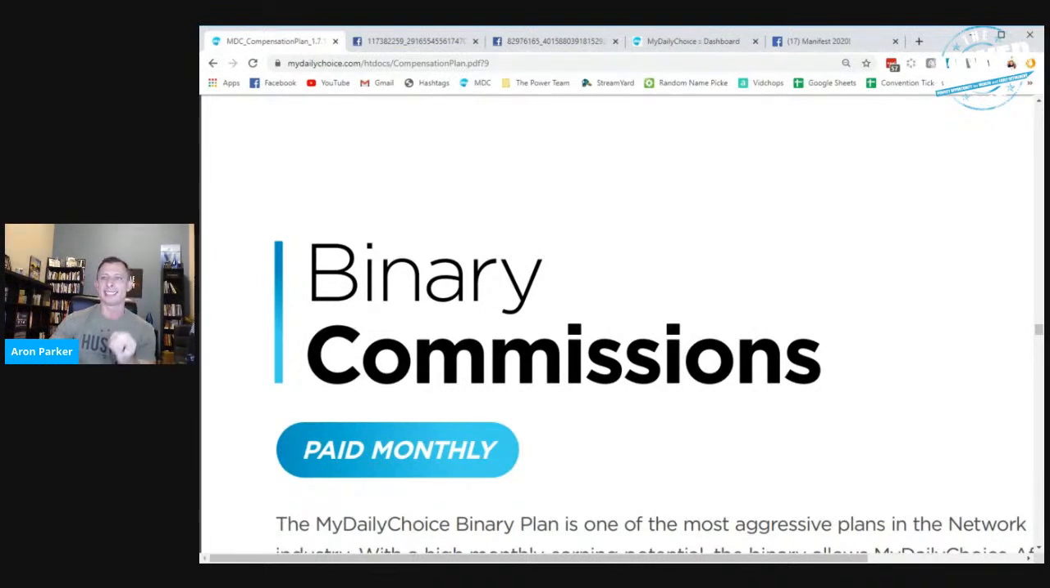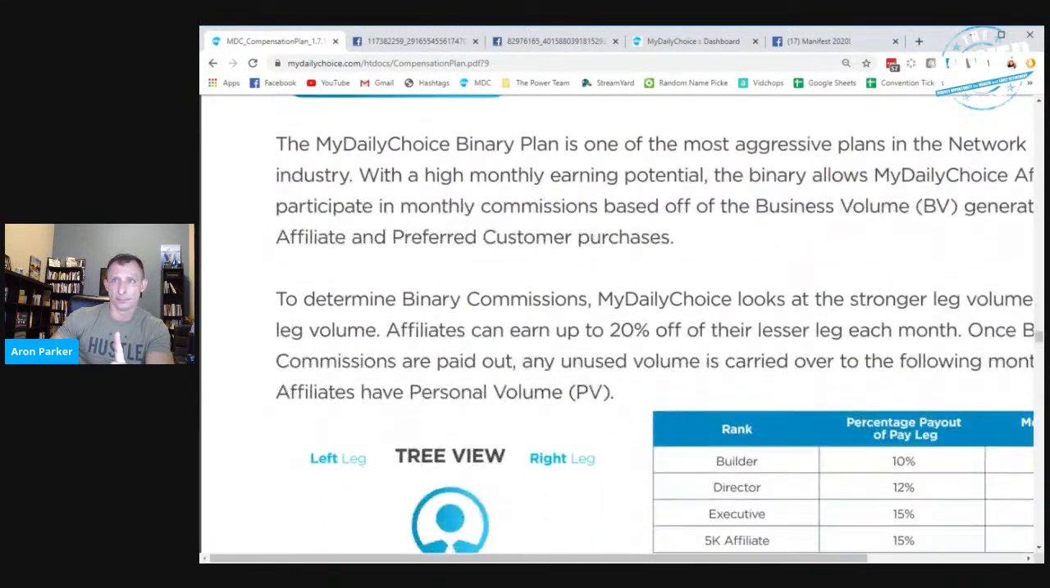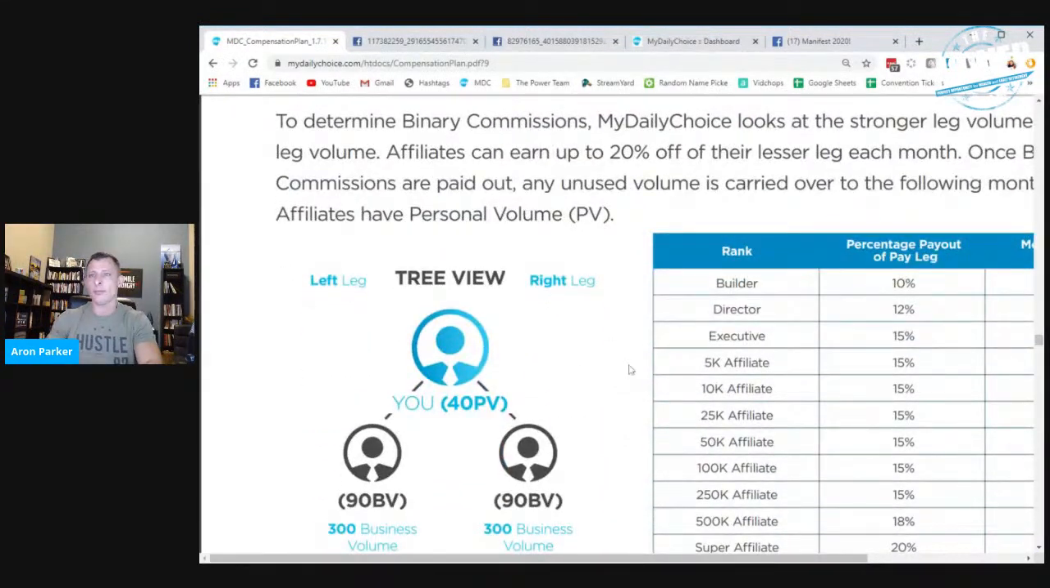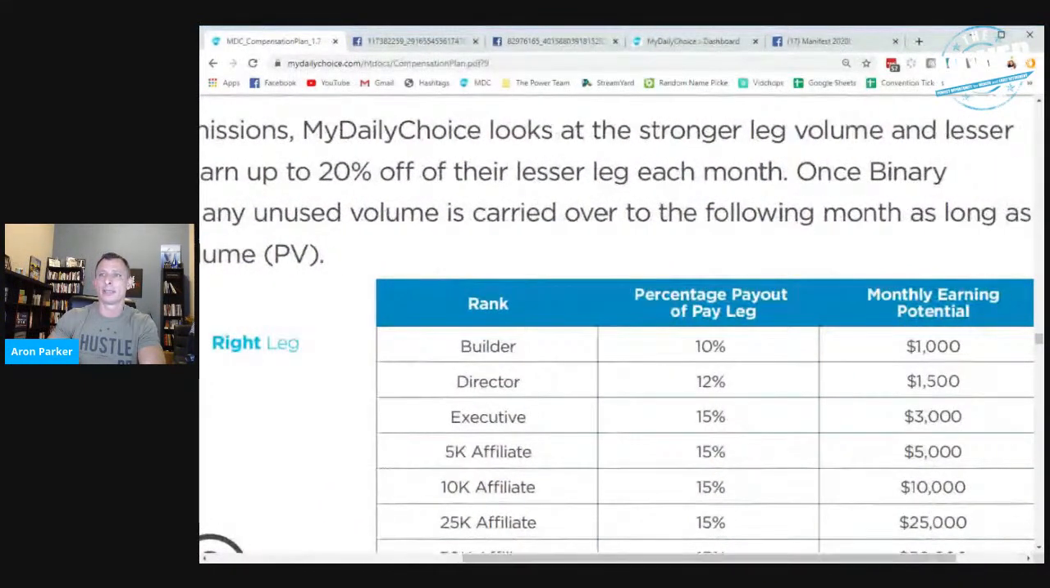Binary commission. This is what we call residual. The binary part of the compensation plan is your residual income. And guys, I'm just going to tell you, there are some crazy examples of binary commissions with this company. And matching bonuses as well get crazy. But just like I said before, look at this. The payout of your binary, look at this.